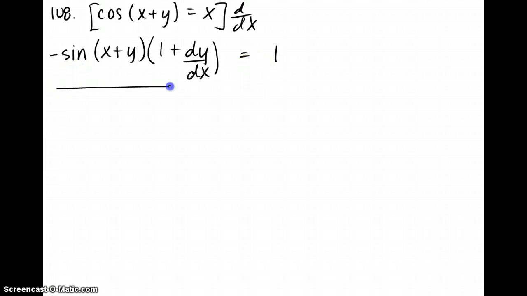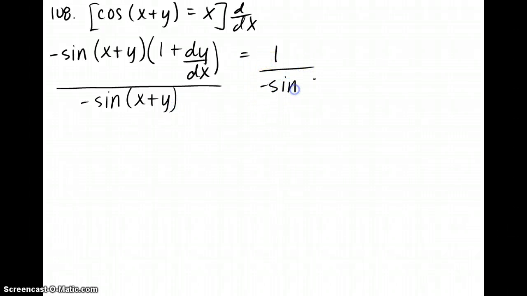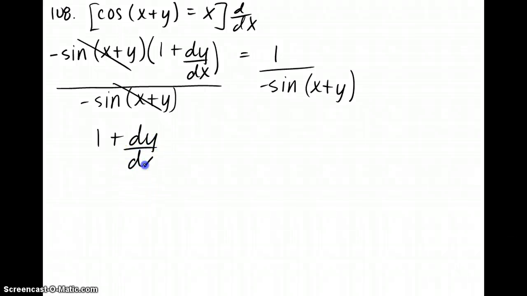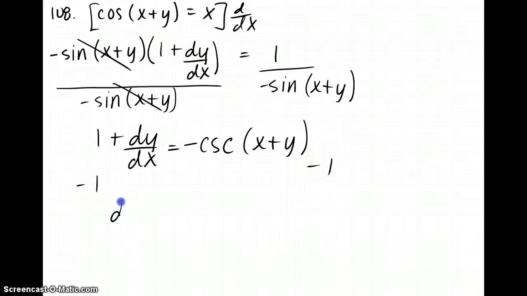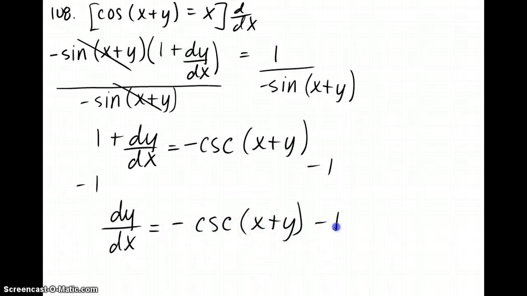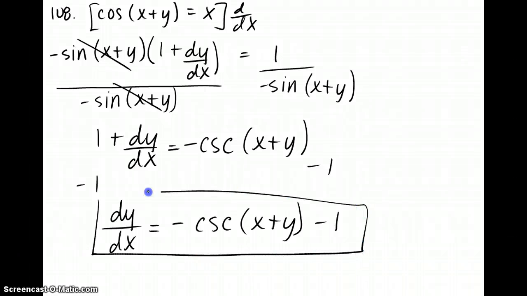So I believe we did something like this. The goal is to solve for dy/dx, so let me get rid of this term. These cancel. I'm left with 1 plus dy/dx. On the right-hand side, the reciprocal of the sine function is the cosecant function. And then let me subtract 1 from both sides. So negative cosecant of x plus y minus 1. That would be your final derivative.